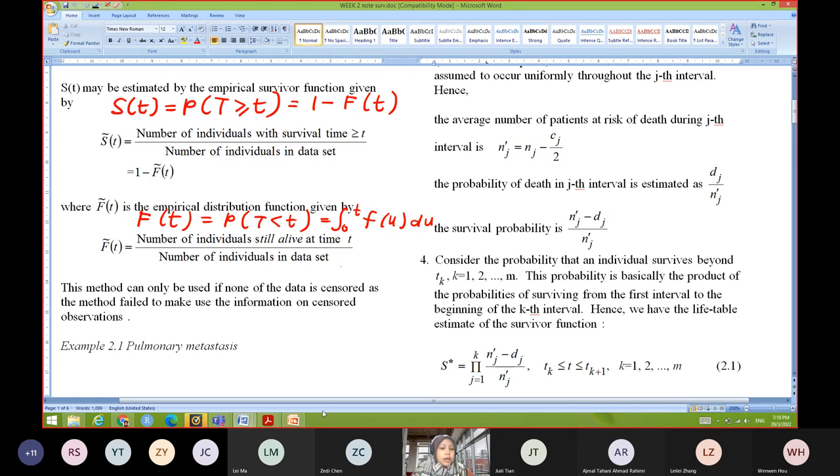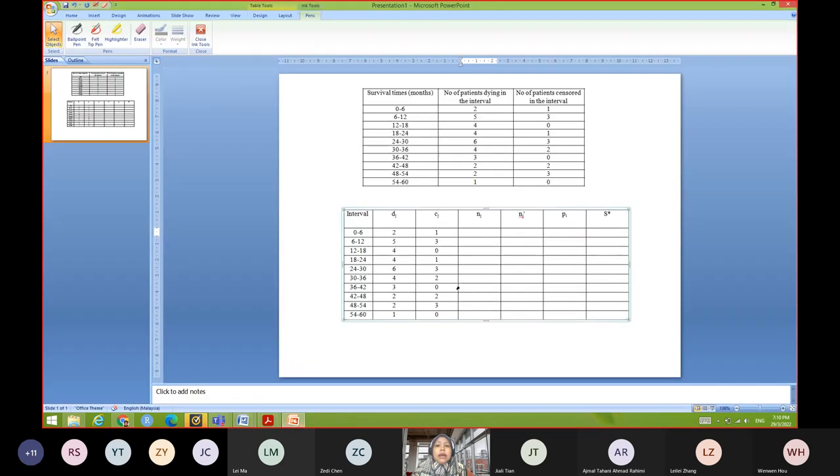Okay, so let's try this. We have obtained DJ and CJ from the question, and here you can start with NJ. The first NJ equals 50. How about the second one? Your N prime J, just write down here.